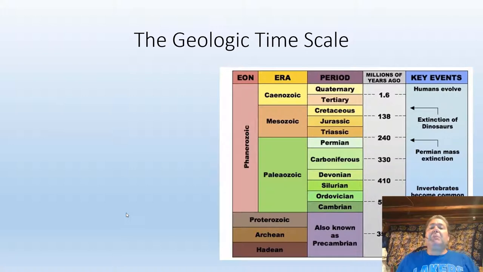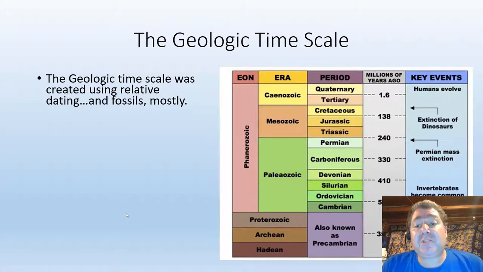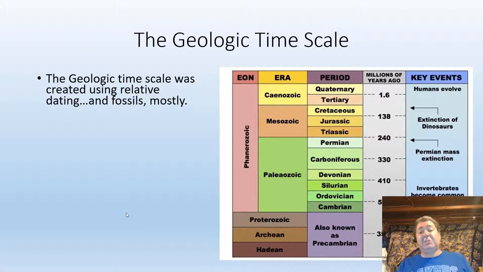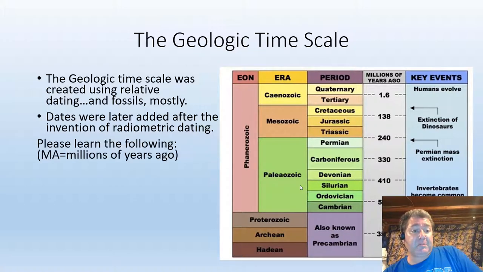Putting this all together, we have built what's known as the geologic timescale. The geologic timescale was created using relative dating exclusively, mostly using fossils, the principle of faunal succession and matching from one area to the other. Long before we could put absolute dating in here, we had deciphered all of these different eras and periods of the history of our planet, mainly using the fossils and big changes in the fossil record. The dates were added later, after the invention of radiometric dating.